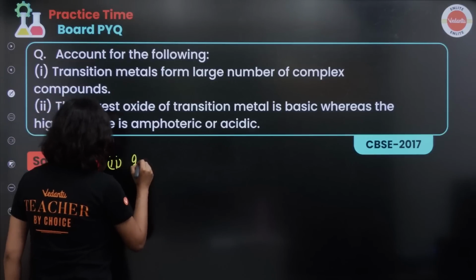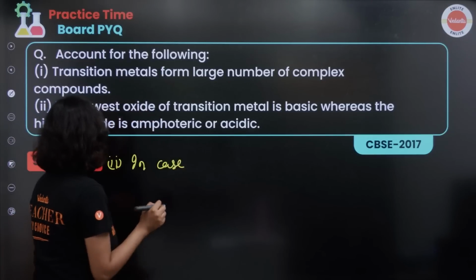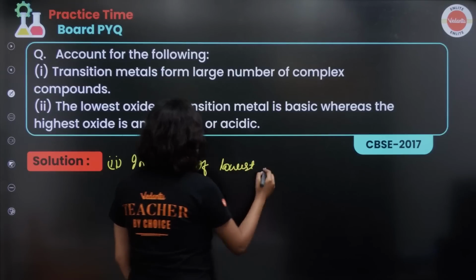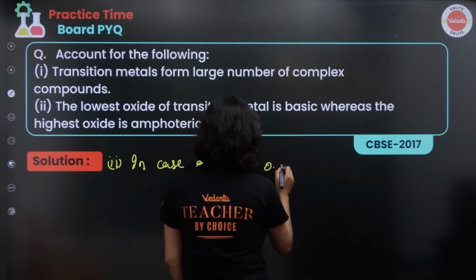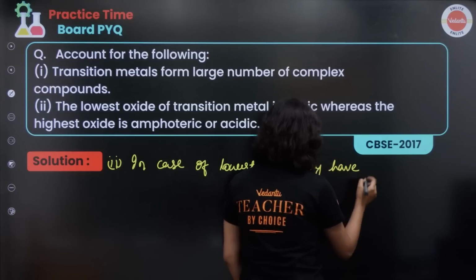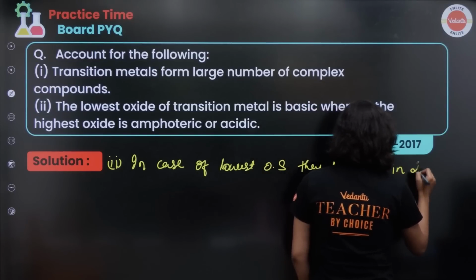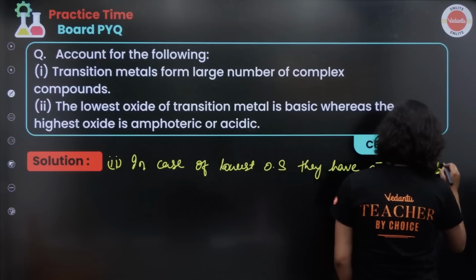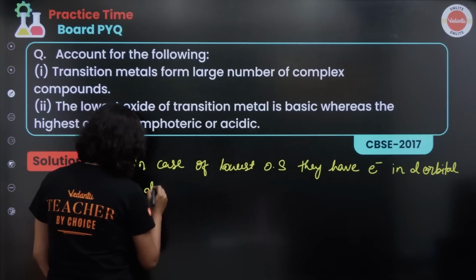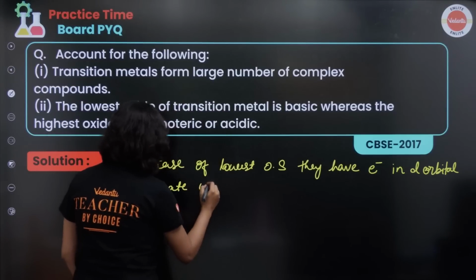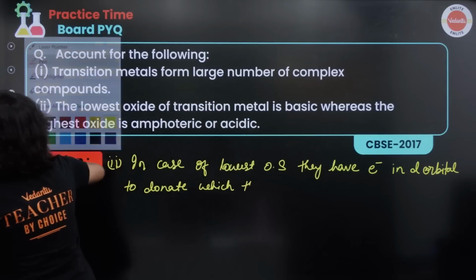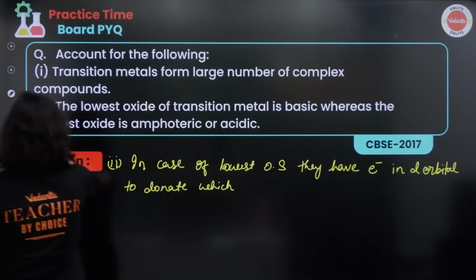In case of lowest oxidation state, OS, they have electrons in d orbital to donate, which makes them basic. Okay.